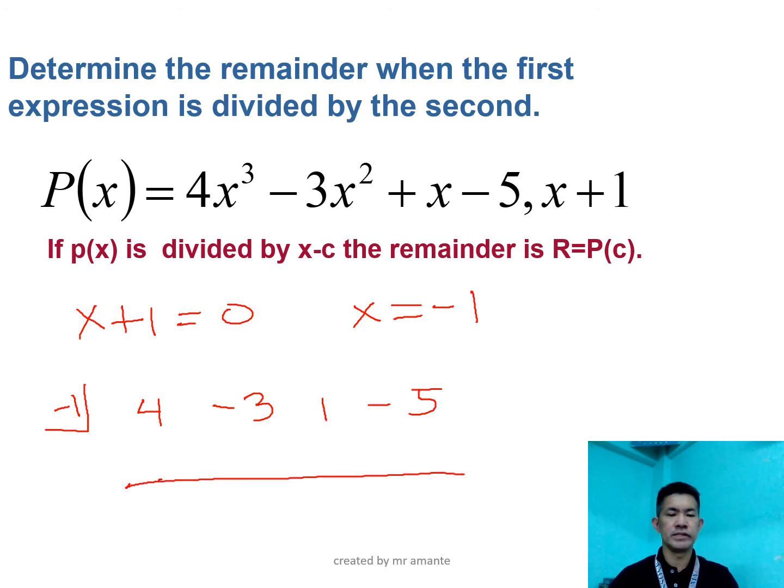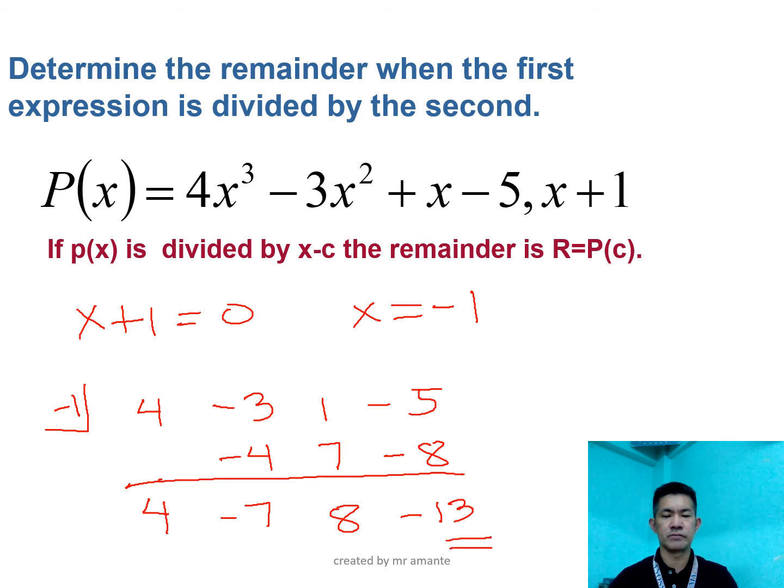Bring down the leading numerical coefficient: 4. 4 times negative 1, negative 4. Negative 3 plus negative 4, negative 7. Negative 7 times negative 1, positive 7. 1 plus 7, 8. 8 times negative 1, negative 8. Negative 5 plus negative 8, negative 13. And that is the remainder.